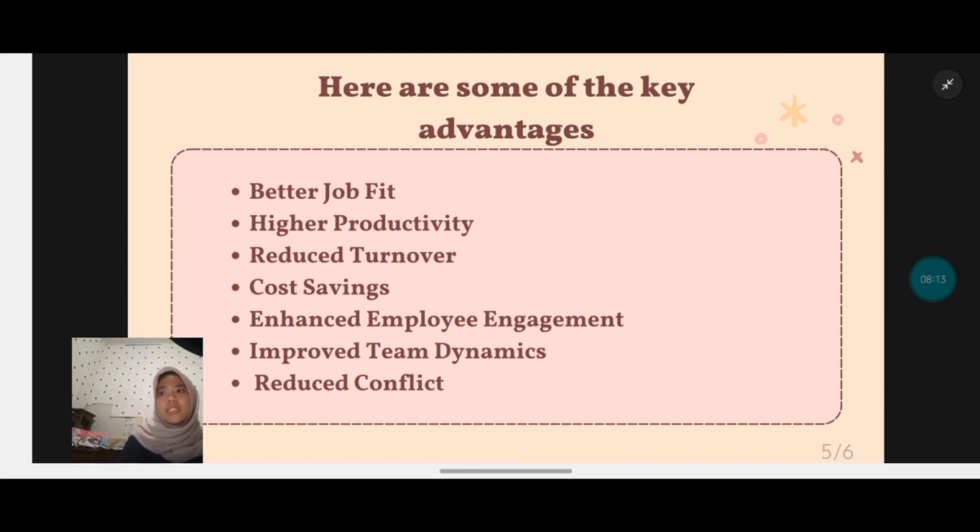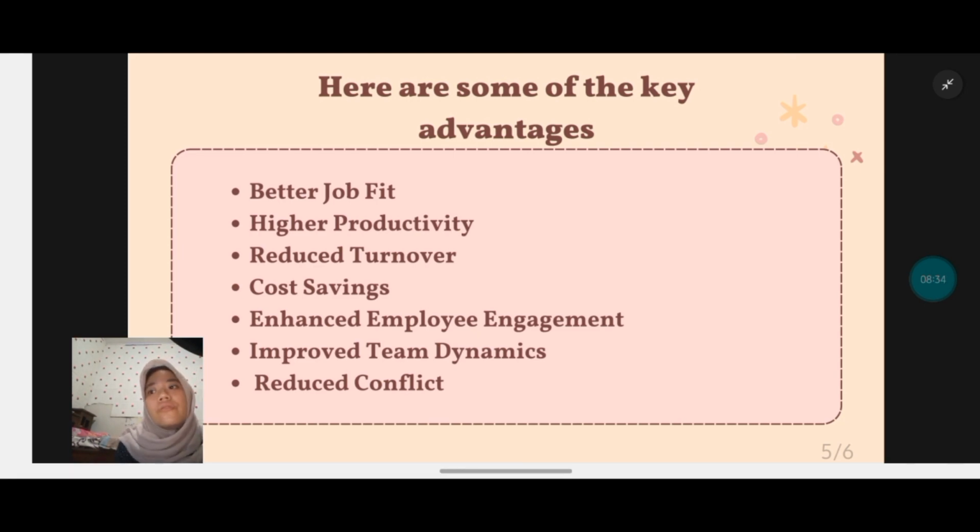Next, improved team dynamics. Effective selection and placement can lead to better team dynamics when individuals are placed in roles that align with their strengths and work well with the team. It can foster a positive work environment and collaboration.